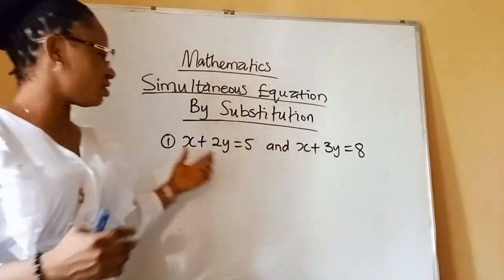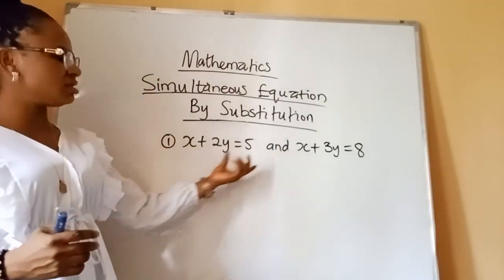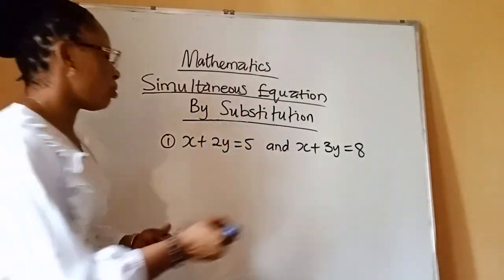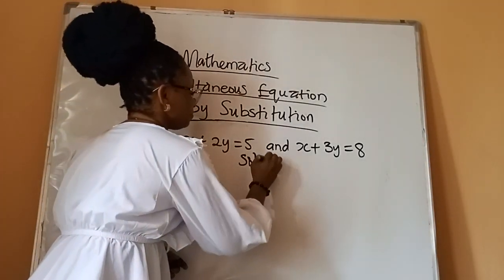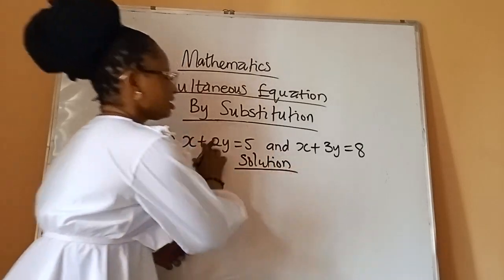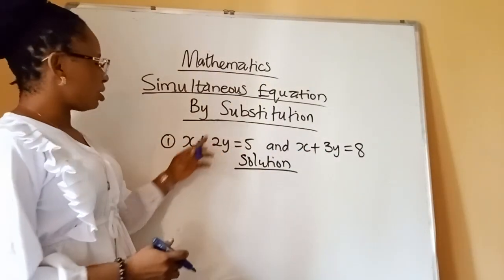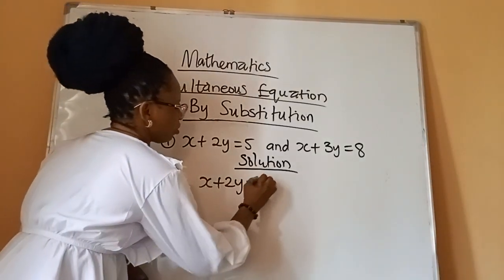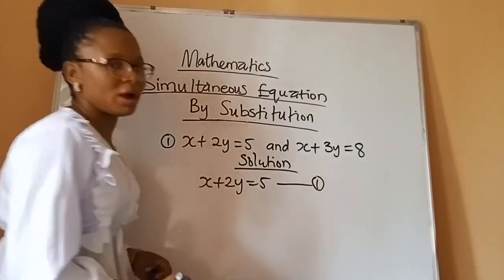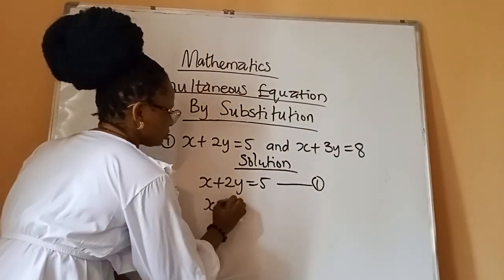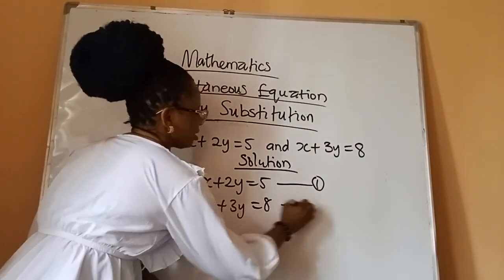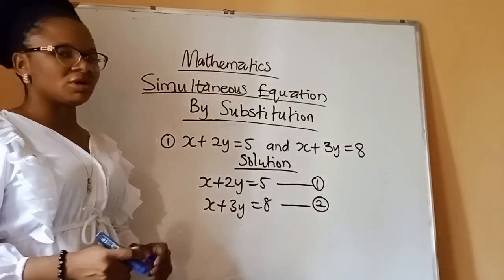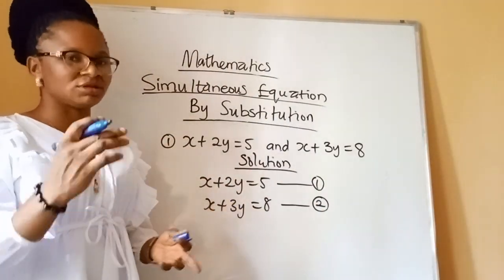For instance, if the question says solve this equation using substitution method, this is how you go about it. Solution: you arrange this equation and call them equation 1 and 2. So x plus 2y equals 5, I call that equation 1. And then x plus 3y equals 8, I call it equation 2.